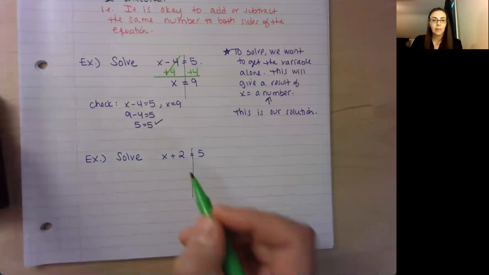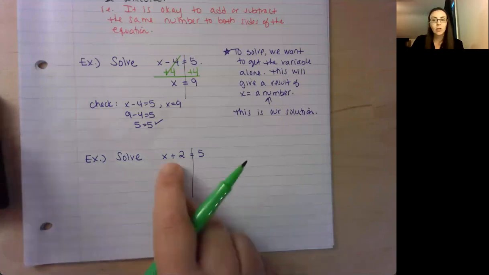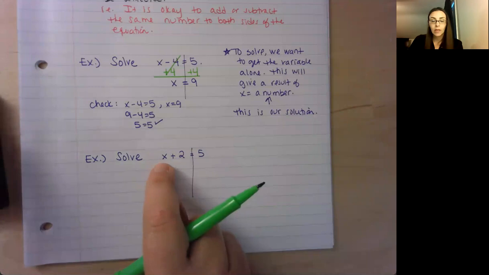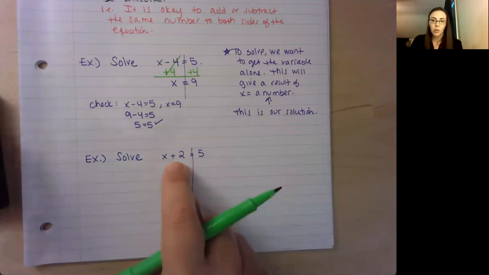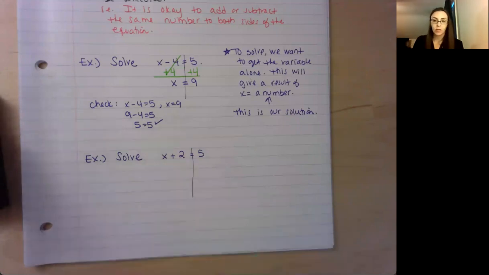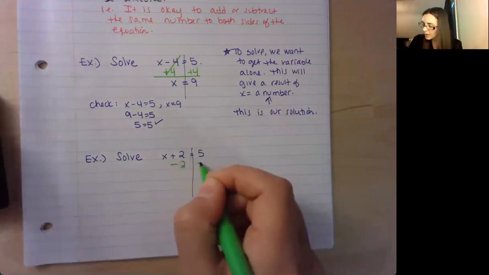But I find that students sometimes have trouble keeping track of their different sides of the equation, or things get messy. And that way it just kind of reminds you to stay organized. So again, I want the x by itself. So if I want the x by itself, I want this plus 2 gone. It needs to go away. And the opposite of adding 2 is subtracting 2. So that's how we can make it go away. So I'm going to subtract 2 on both sides.